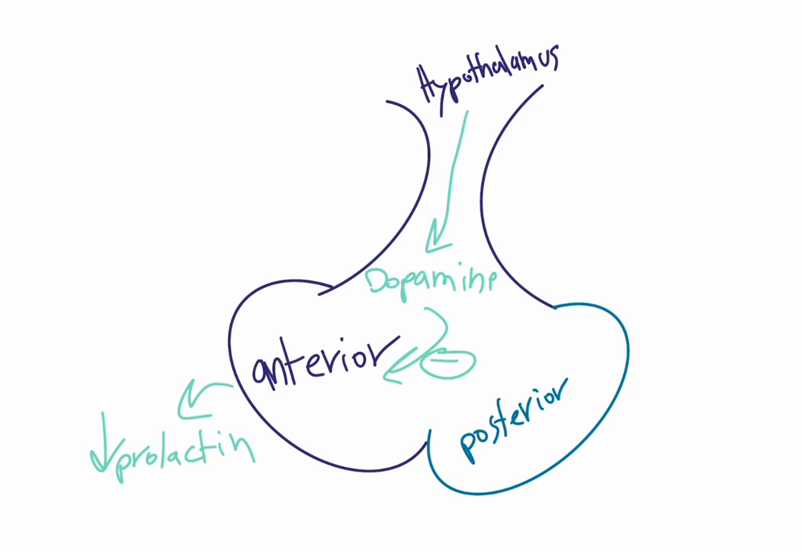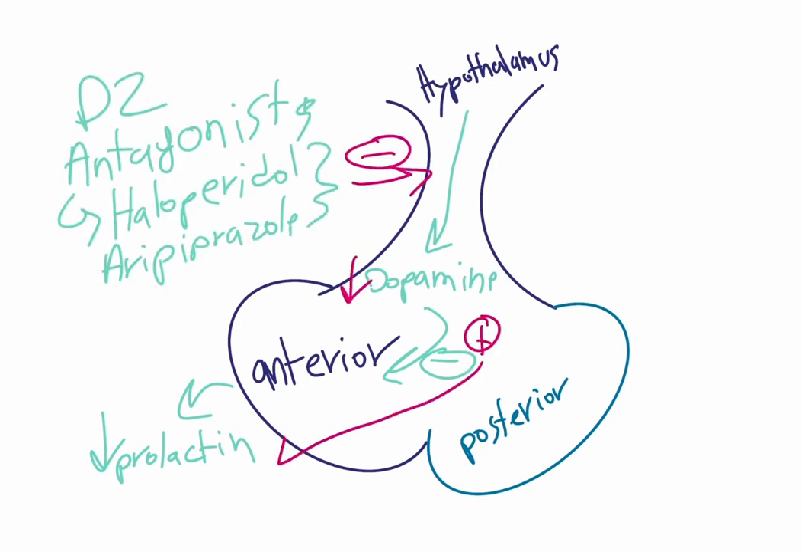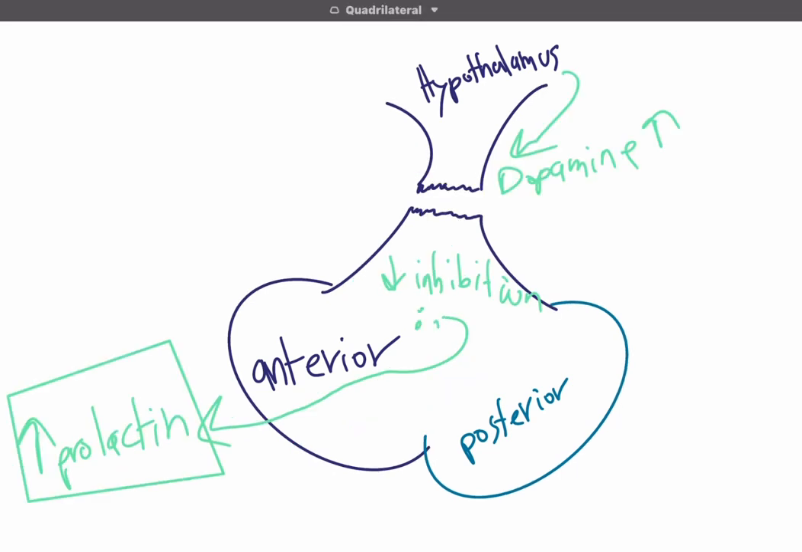Therefore, D2 antagonists like haloperidol and aripiprazole can cause hyperprolactinemia. They're blocking the inhibitory effect. If you block the blocker, you're basically stimulating. Also, if the pituitary stalk is severed, dopamine can no longer inhibit prolactin secretion. Therefore, prolactin levels increase. And this is quite similar to what happens when you give a D2 antagonist.